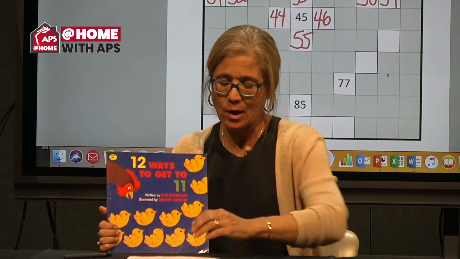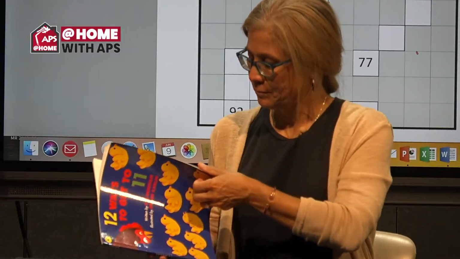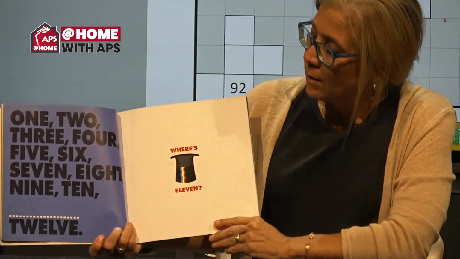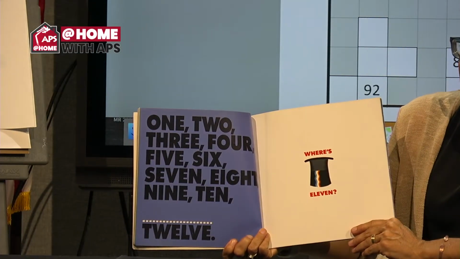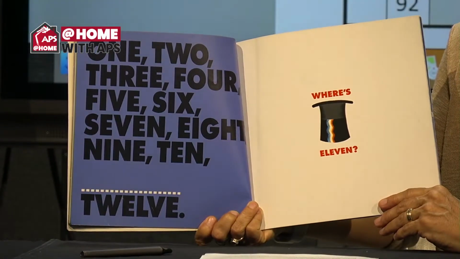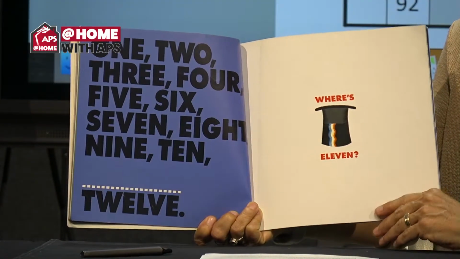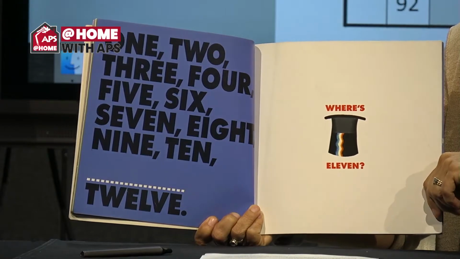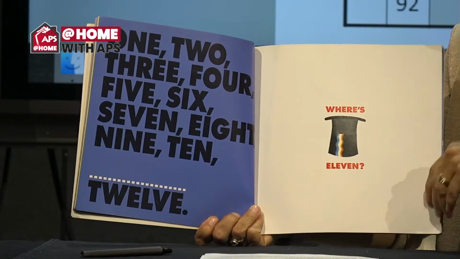Does that sound familiar to like thinking about the title of this book? 12 ways to get to 11. Does that give you an inkling of what it might be about? All right, let's read and try to find out. One, 2, 3, 4, 5, 6, 7, 8, 9, 10, 12. Where's 11?